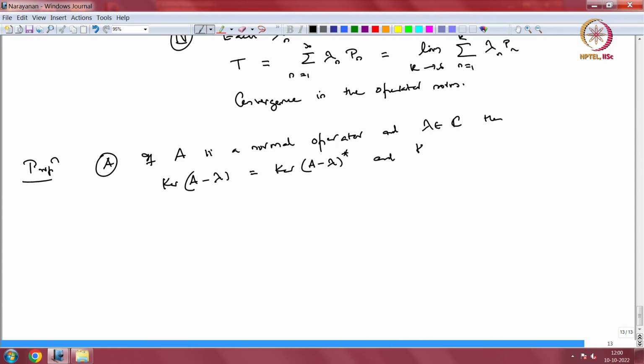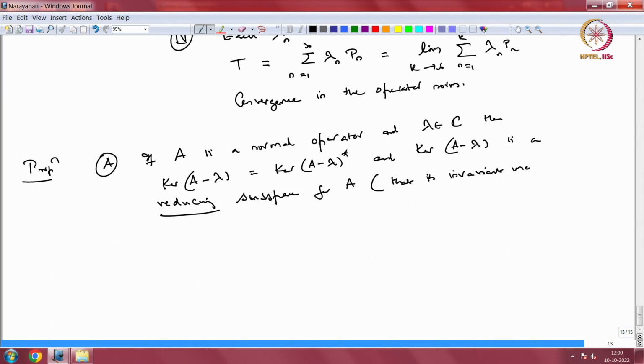And kernel of A minus lambda is a reducing subspace for A. What does reducing mean? Reducing means that it is invariant under A and A star. That is what we did.